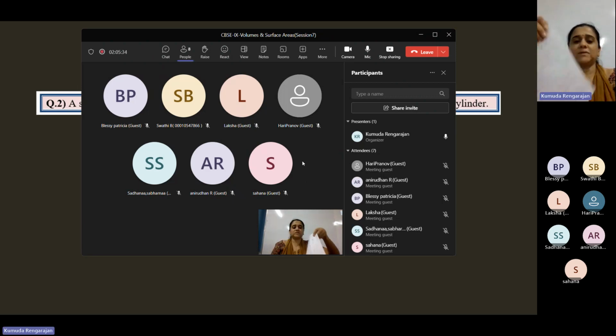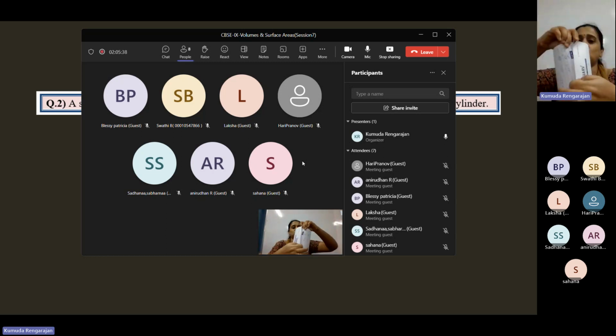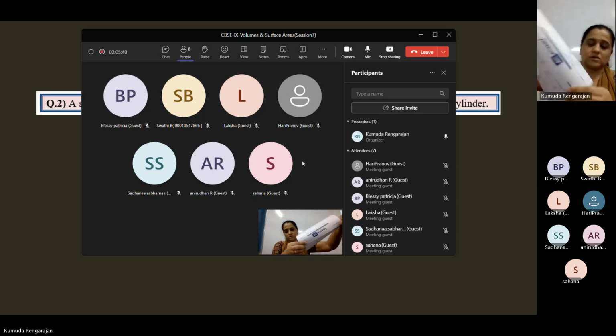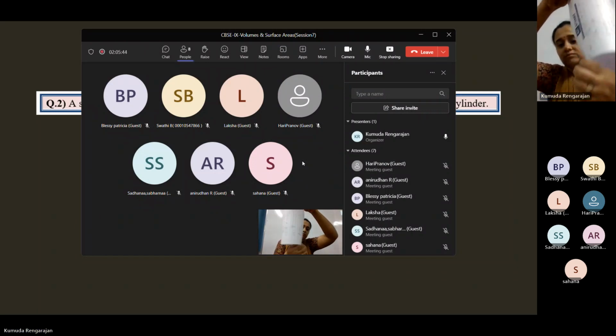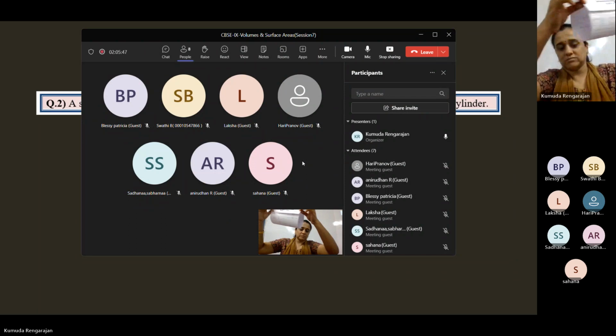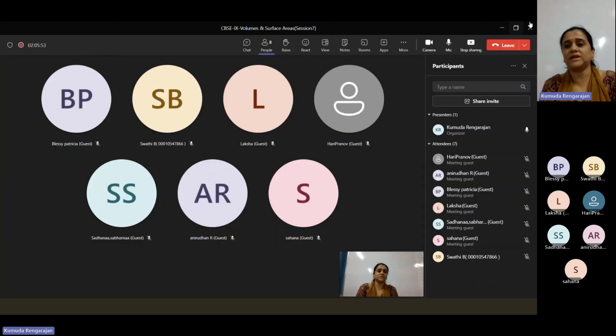A square piece of paper. This one is rectangular. A square piece of paper is rolled like this to form a cylinder. Now we need to find the volume of the cylinder formed.